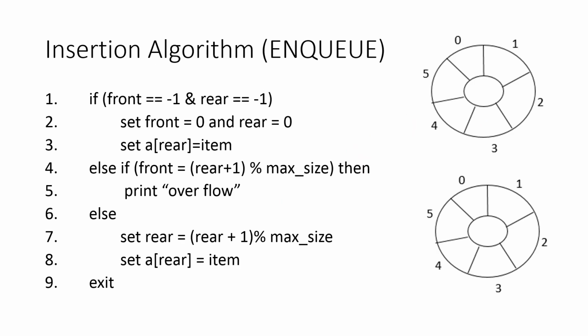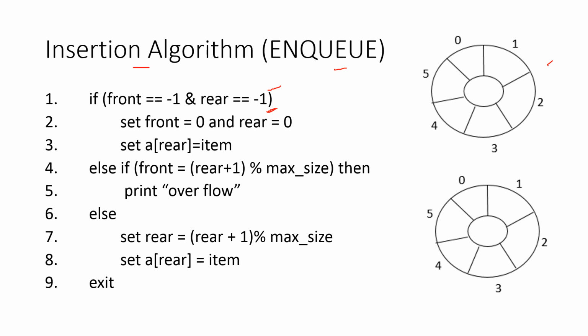There are two algorithms. The first one is the insertion algorithm, that is NQ. Here you have an example. We'll write numbers in this, and before that we'll go to the algorithm. If front is equal to -1 and rear is equal to -1, that is, no elements are there, the circular queue is empty. Then we are going to insert an element into that.